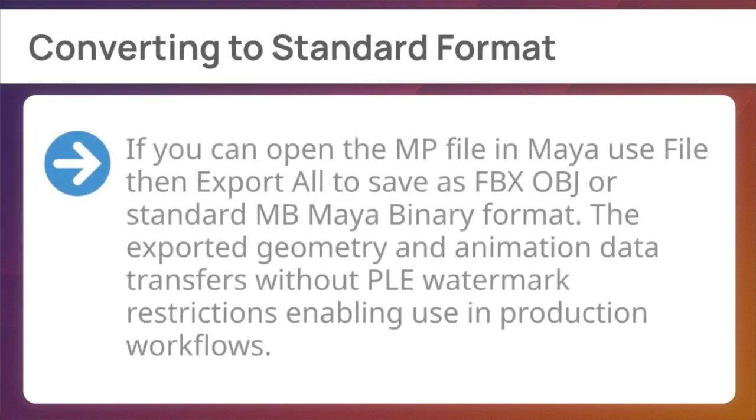Next, converting to standard format. If you can open the MP file in Maya, use File, then Export All to save as FBX, OBJ, or standard MB Maya binary format. The exported geometry and animation data transfers without PLE watermark restrictions, enabling use in production workflows.